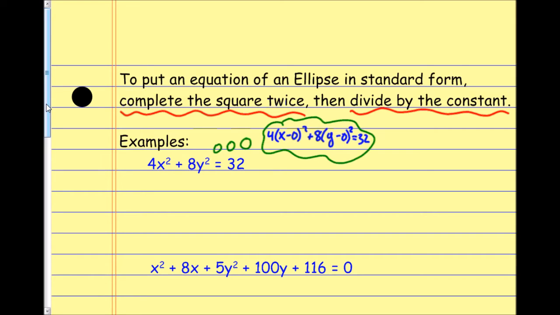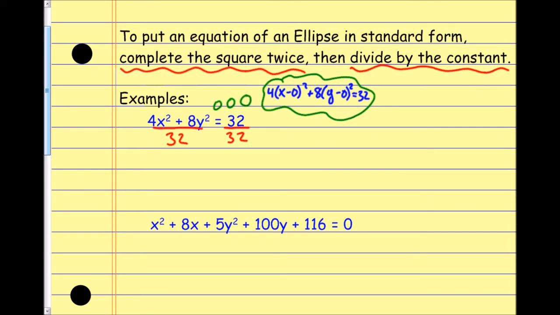So what I'm going to do is divide by this number that's by itself, okay? 32 is the constant term because 32 is the value that's by itself. So I divide each side by 32, and it's just a matter of reducing each of these fractions. Right here, when I reduce the 4 over 32, that reduces to a 1 over 8. So I get an x squared over 8. And then right here, 8 divided by 32 reduces to a 1 over 4. So I just end up with a y squared over 4, and it's all equal to 1.